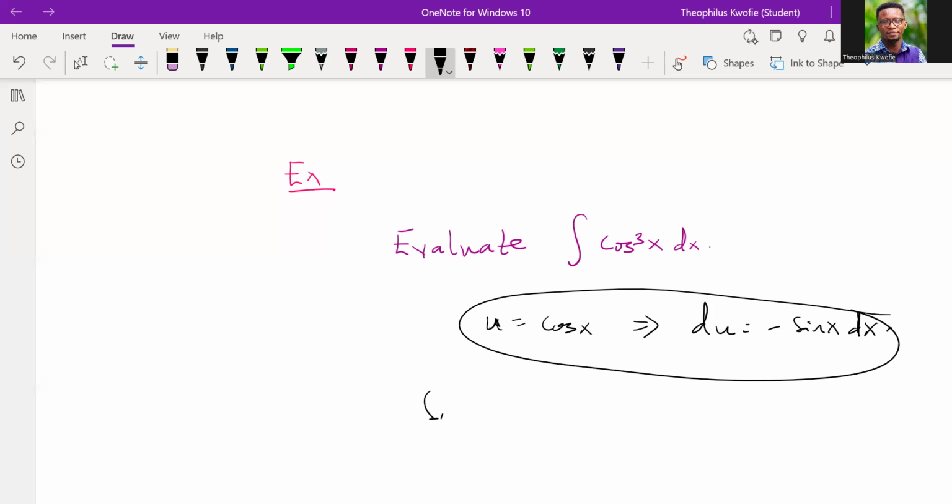plus cosine squared equals 1. I know this is a very popular one. If you have been following us, you will know that this is a very popular identity. So we are going to use this a lot in our discussion.